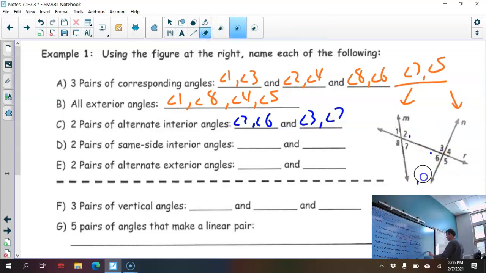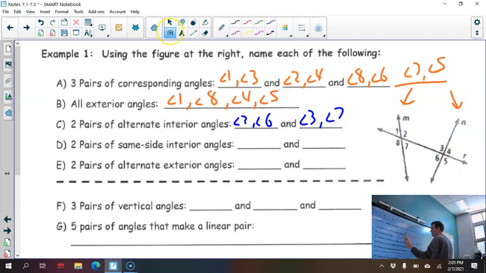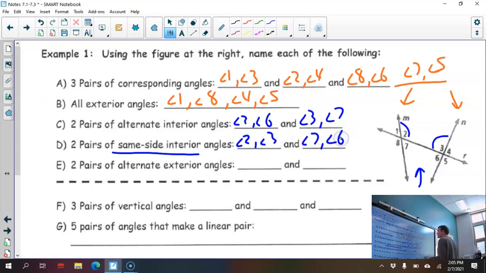All right? How about, well, this should be easy, same side interior. So again, we're interior, which is inside the 2 lines, but this time we're on the same side of the transversal. So that would be angle 2 and angle 3, or angle 7 and angle 6. All right. Now I did this one because it is not one of our pairs that we learn about, but you should be able to name it based on the words. All right. What does alternate mean?